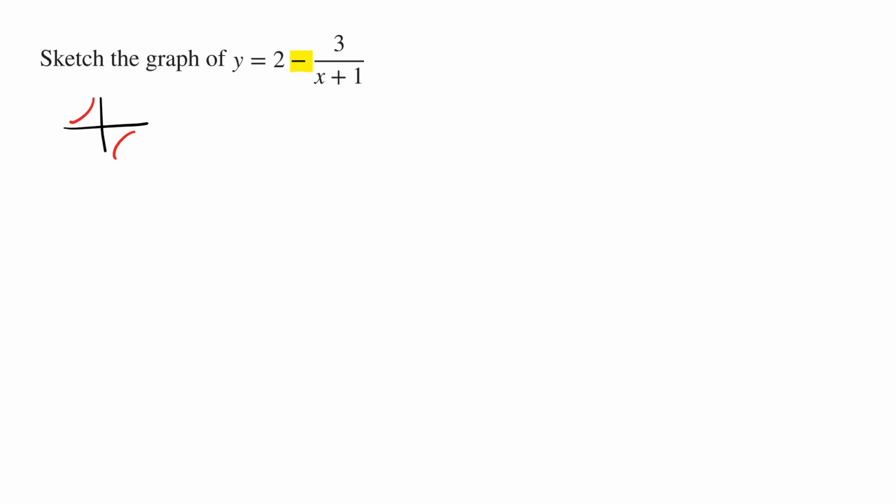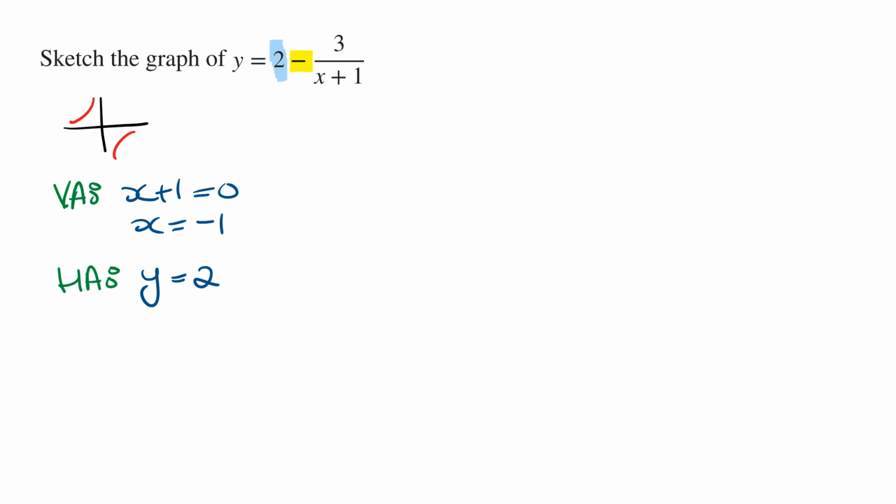Then what we need to do is work out the equations of the asymptotes. For the vertical asymptote, we let the denominator equal 0 and then solve for x. If we let x plus 1 equal 0, solving for x, we get x is equal to minus 1. And so the vertical asymptote has the equation x is equal to minus 1. For the horizontal asymptote, this is going to be the constant that's added to the fractional part. This is 2, and so the equation of the horizontal asymptote is the line y is equal to 2.